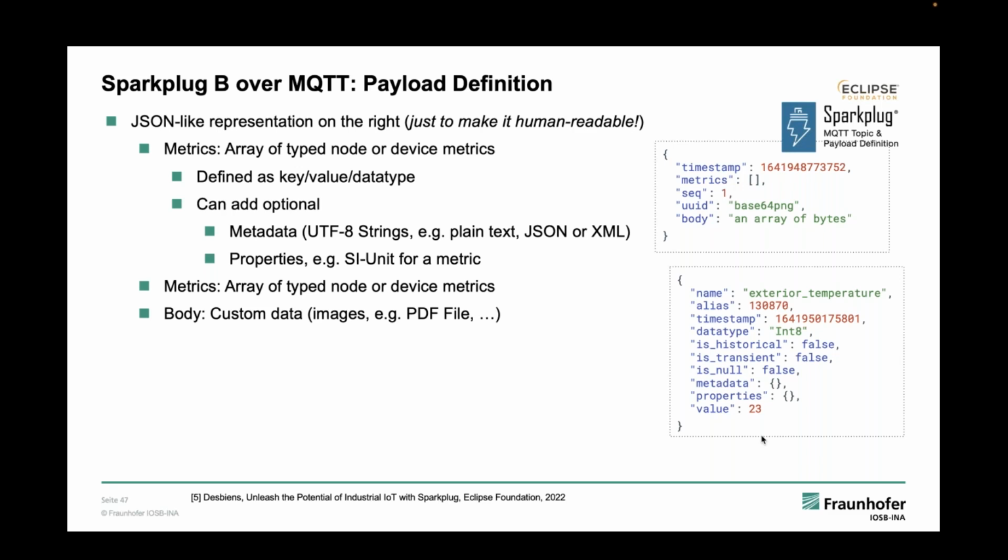So here on the slide are some examples for metrics, which are in the end an array of node or device metrics, each with a key, value and data type, and also additional metadata that can be contained to describe these metrics. So metadata can be explaining strings, some plain text, or a JSON or XML file. And you can also add some properties to your metrics, for instance, SI units and so on.